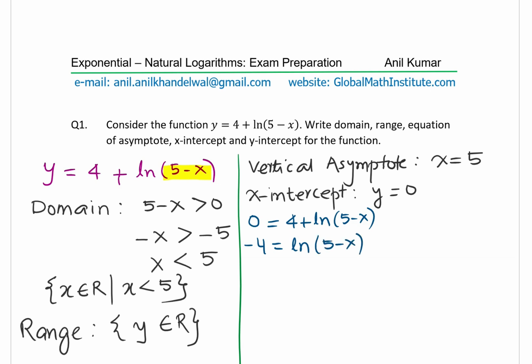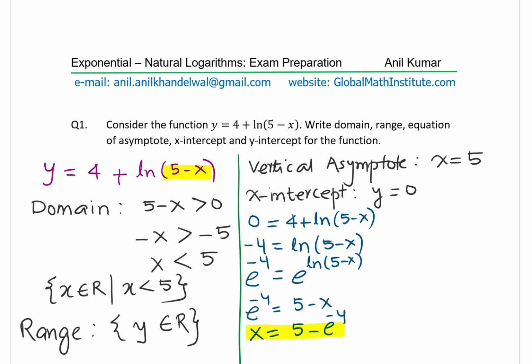Now we can take exponential function e. So e to the power of minus 4 will be equal to e to the power of ln(5 minus x), which gives you e to the power of minus 4 is 5 minus x. And so we get the value of x as equal to 5 minus e to the power of minus 4. So that becomes your x-intercept, correct?